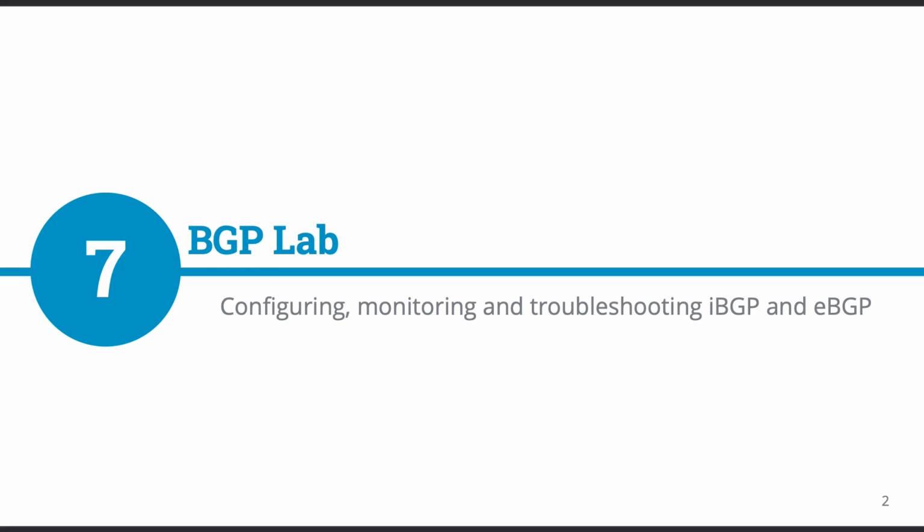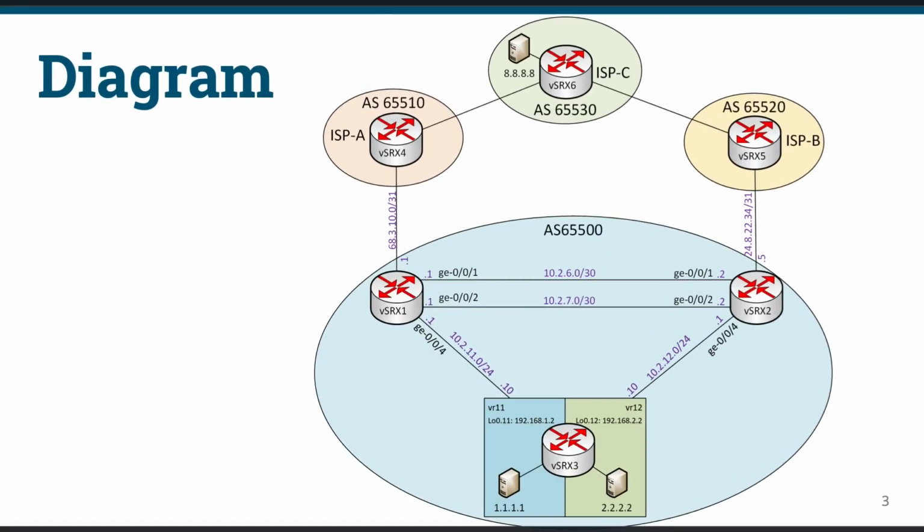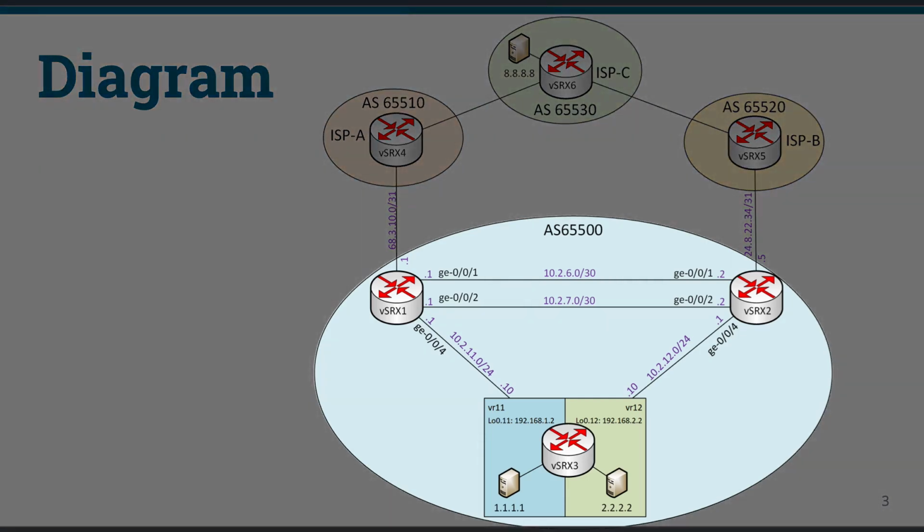So, just like our other lab demonstrations, let's review the target diagram for this lab before we go over the instructions in more detail. This lab demonstration is a fair bit larger than the other labs we've done. We have our enterprise environment at the bottom with 3 routers in AS65500, VSRX1, VSRX2, and VSRX3.